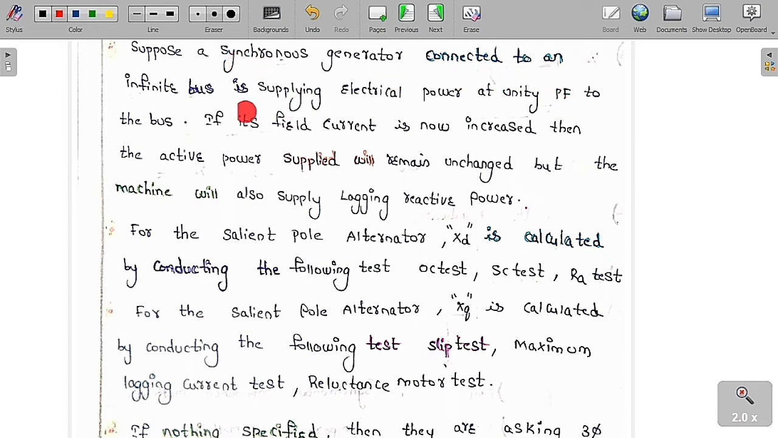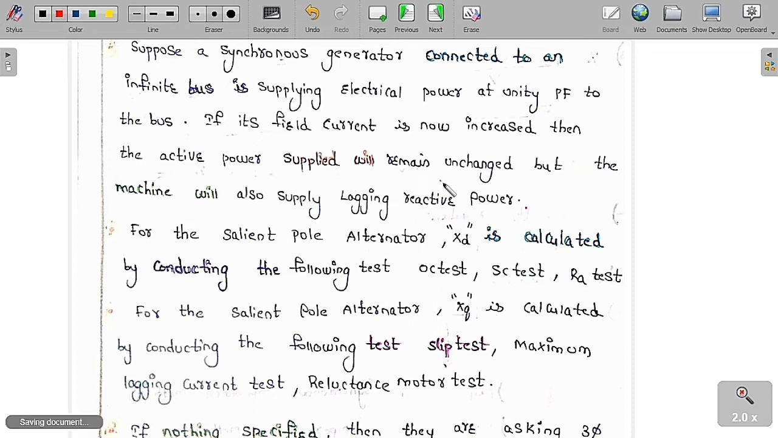Suppose a synchronous generator connected to an infinite bus is supplying electrical power at unity power factor to the bus. If its field current is now increased, then the active power supplied will remain unchanged, but the machine will also supply lagging reactive power. I already told you one important point that you always have to remember: at normal excitation, the generator will have a unity power factor, it can deliver the active power, but it will neither absorb nor deliver reactive power.